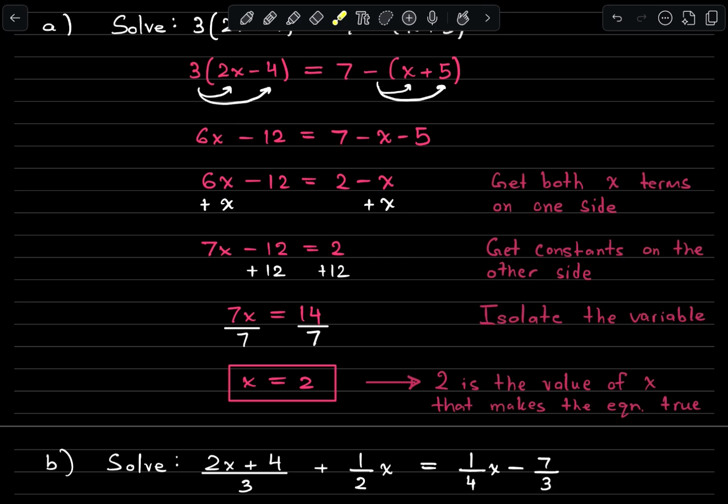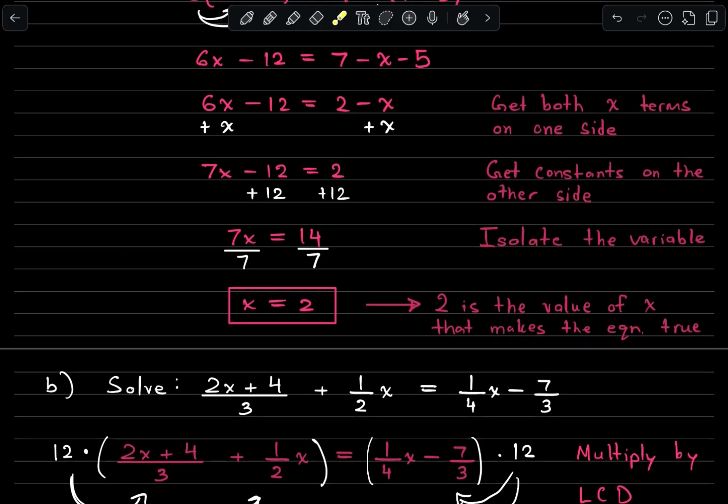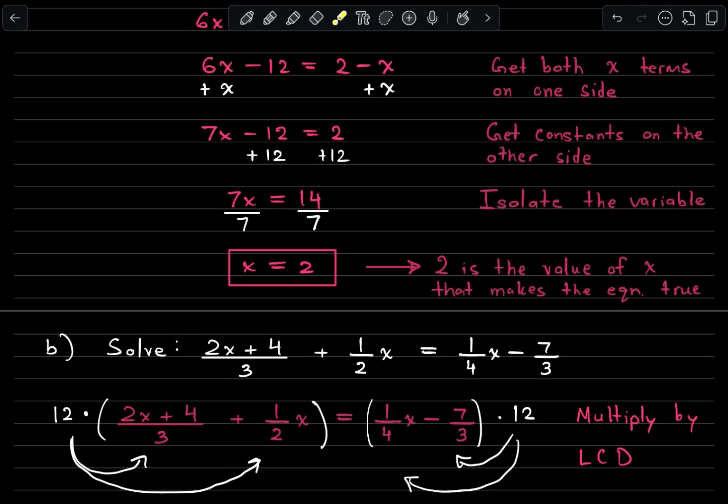All right, let's look at example B. This says solve (2x + 4)/3 + (1/2)x = (1/4)x − 7/3. So the first thing we'd like to do here is get rid of these fractions. So why don't we just go ahead and multiply both sides by the least common denominator. So our denominators are 3, 2, 4, and 3. And if we were to multiply both sides by 12, that would take out everything. So let's see how that looks. We multiply both sides by 12 and distribute.